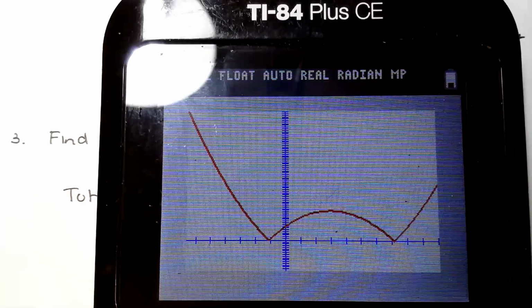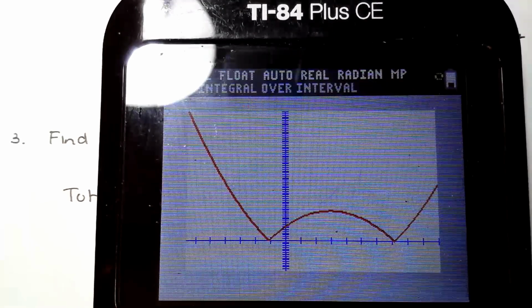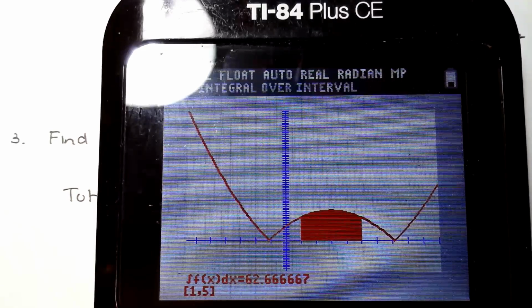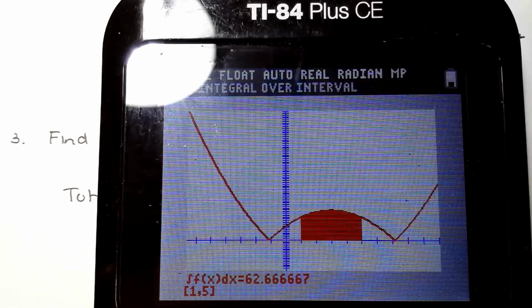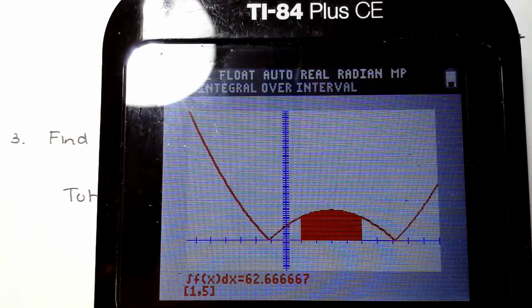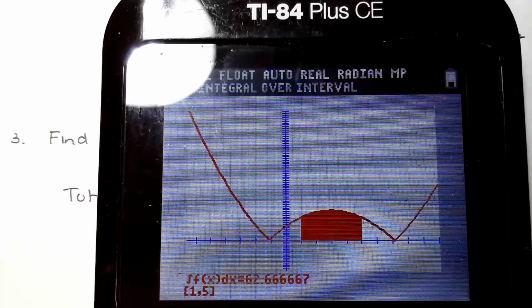And so now if I do second calc 7 from 1 to 5, it's going to shade in that region, and you notice I get a positive number. By the way, this is a coincidence. It's usually not this way. A minute ago we had negative 62.667. This time we're having positive 62.667. Generally the numbers are completely different. So don't think that just because the net area is negative, that means that the total area is positive. This one just happened to work out that way.